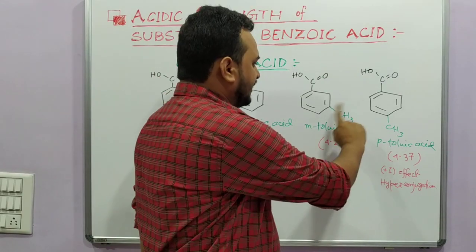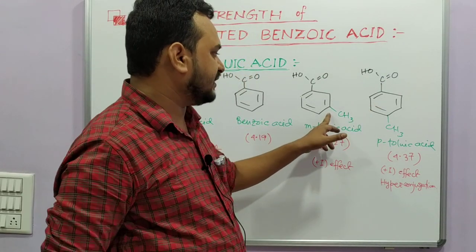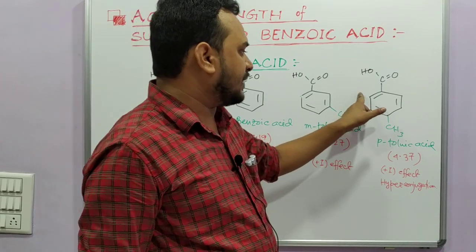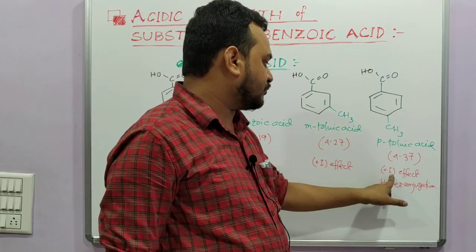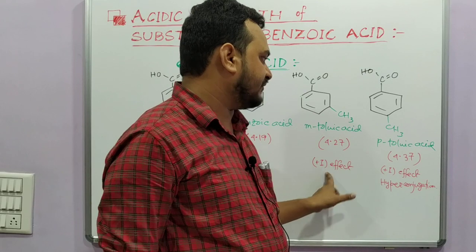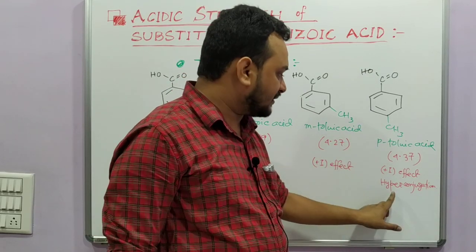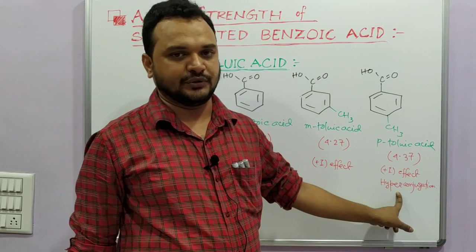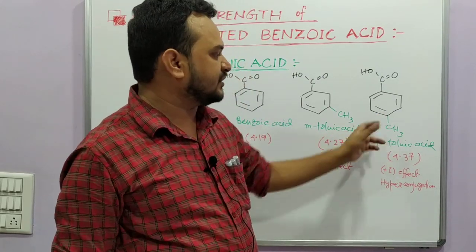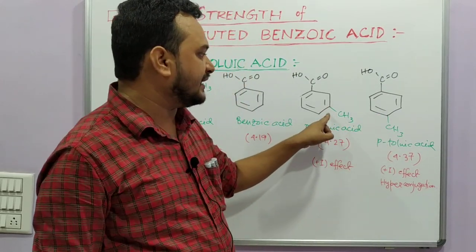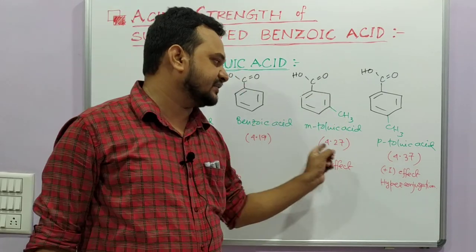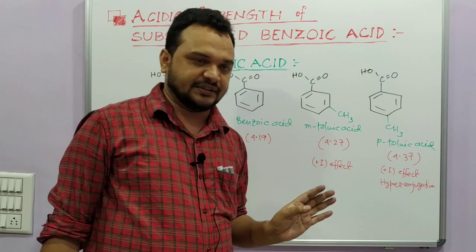Now comparing meta and para. At meta position, it will show only the plus I effect; hyperconjugation is not possible. However, at para position, this plus I effect will be a little bit weaker because of increased distance. But here one additional electron donating effect is there, that is hyperconjugation. So methyl at para position is more electron donating than methyl at meta position. So meta-methyl benzoic acid, or metatoluic acid, is stronger than paratoluic acid.